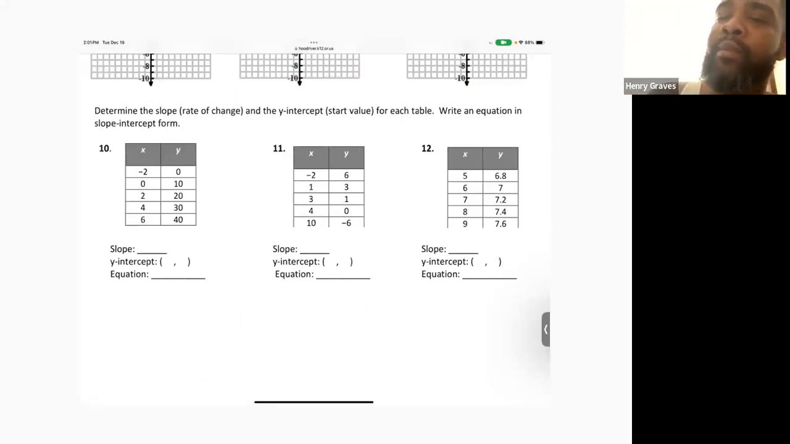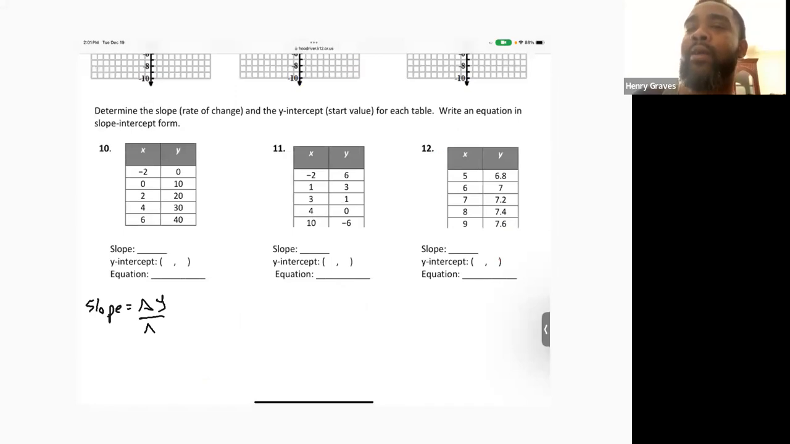So to find the slope, remember slope is going to be the change in y over the change in x. So it looks like the y side is changing by 10. See that? And it looks like the x side is going by 2. So if I write that, it'll be 10 divided by 2, which is going to be 5. So my slope is equal to 5.